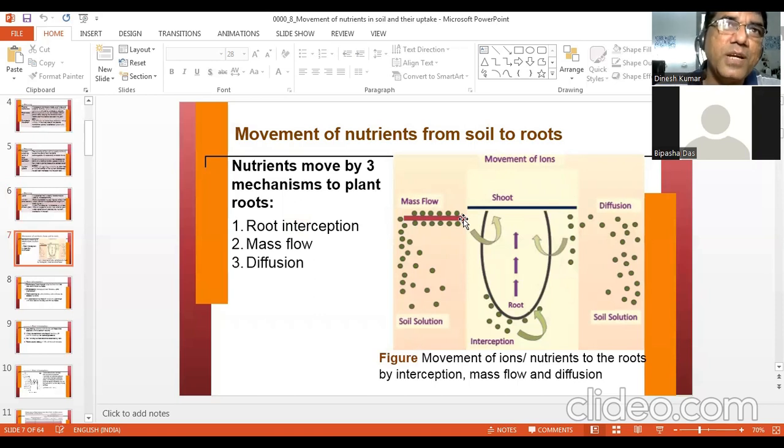So the first thing is that nutrients from different parts of the soil should go to the soil solution around the root. Soil solution may be there throughout the soil system, but the soil near the root will have soil solution, and these nutrients should reach there through mass flow with the help of water, from higher concentration to lower concentration. So this is the plant, and somewhere here is your nutrient. Soil solution is here.